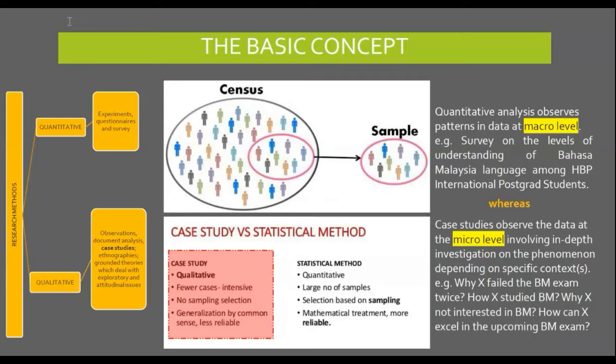So because the quantitative analysis observes patterns in data at macro level, whereas for case study, we focus on data at the micro level. So for example, imagine if the study is about a survey on the levels of understanding of Bahasa Malaysia language among HBP international postgrad students. So the population will be the entire international postgrad students in HBP, right? So in order to get a sample, we need to employ certain sampling techniques to get the representative from the entire postgrad.